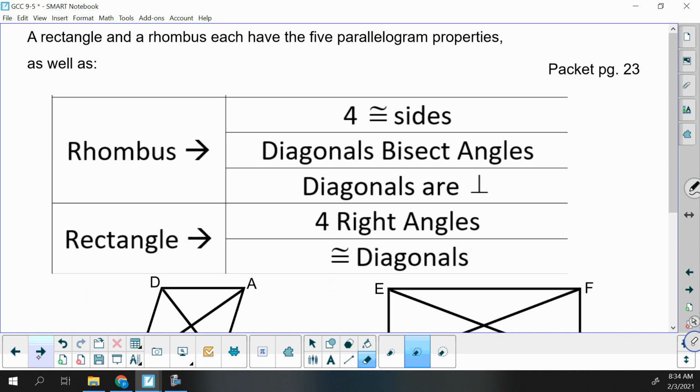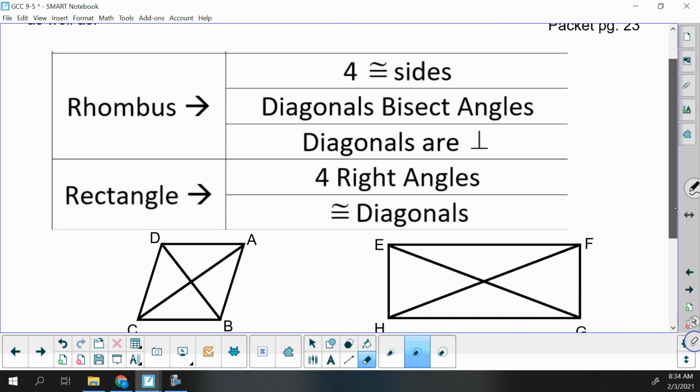All right, we're going to go over to page 23. Today's topic is rectangles and rhombuses, and we're going to work with the properties of those to solve different things. And then tomorrow we will work with doing some proofs where we're given rectangles and rhombuses. On your green study card, you've got your rectangle and rhombus there. The rectangle and the rhombus each have all 5 of the parallelogram properties. And then the rhombus gets 3 additional properties. The rectangle gets 2 additional properties.